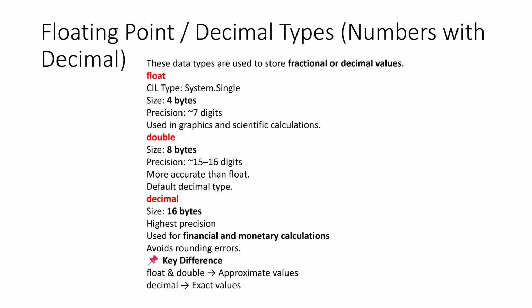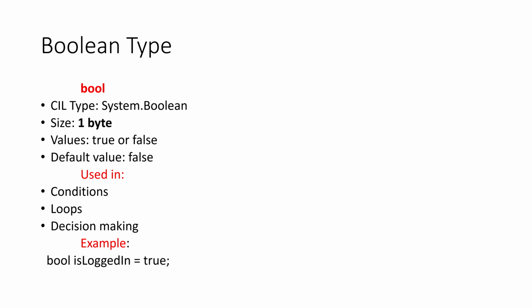Then we come to the decimal or floating types. Next we have floating point types used for values with decimal points. Float provides single precision. Double uses 8 bytes, provides double precision, and is more accurate than float. Decimal uses 16 bytes and provides the highest precision. Decimal is mainly used in financial and monetary calculations because it avoids rounding errors.